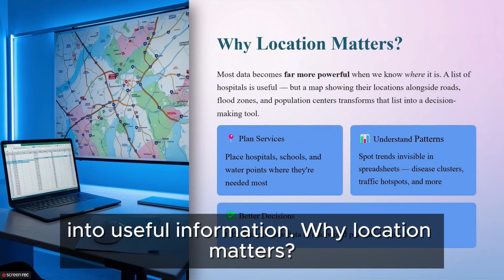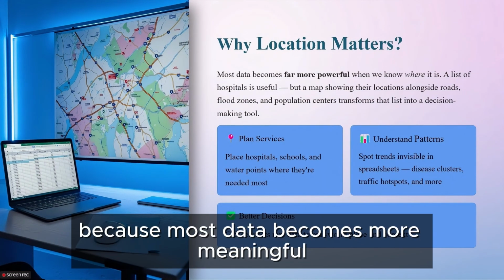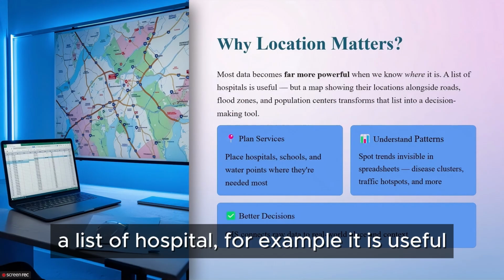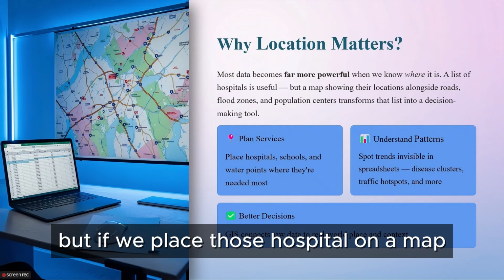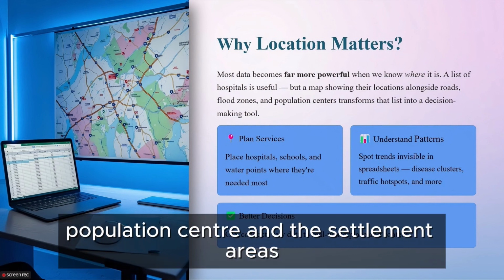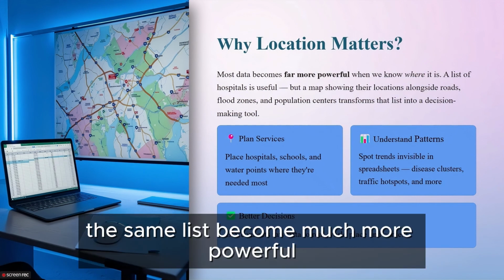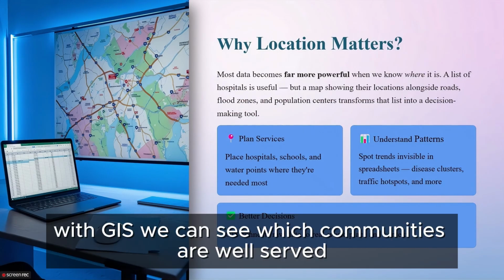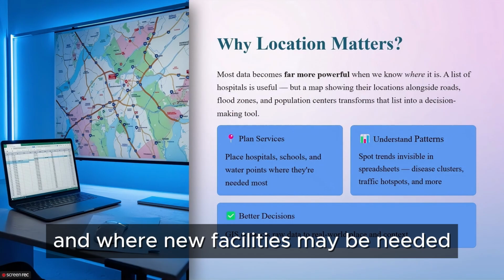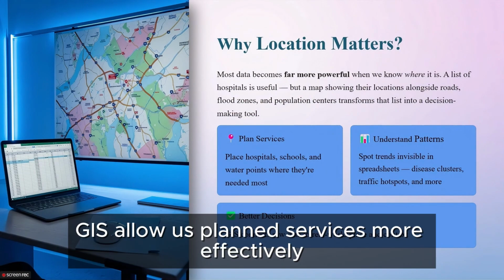Why does location matter? Location matters because most data becomes more meaningful when we know where it is. A list of hospitals, for example, is useful, but if we place those hospitals on a map and compare them with roads, population centers, and settlement areas, the same list becomes much more powerful. With GIS, we can see which communities are well served, which areas have poor access, and where new facilities may be needed. GIS allows us to plan services more effectively.